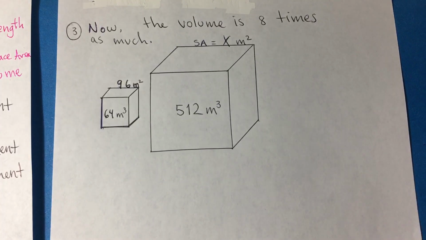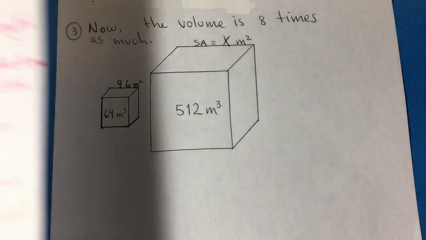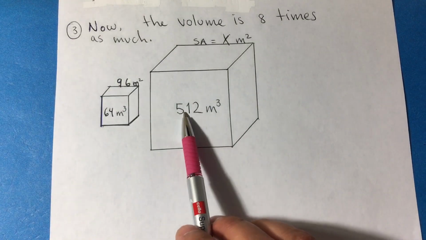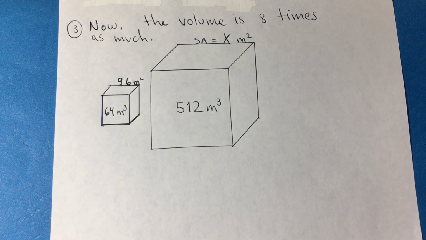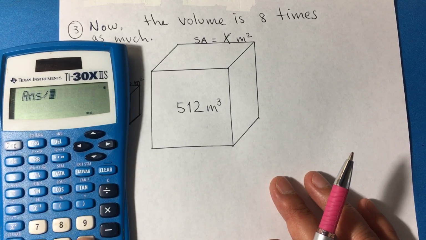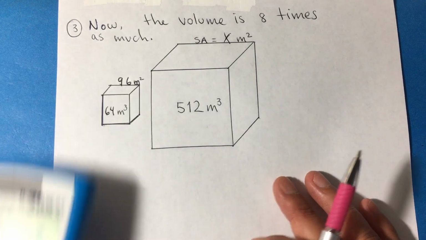Okay, I think we're going to be able to go a little faster now that we understand step number 1: divide the big by the small of what we have. In this case, it's 512 divided by 64. And guess what? 512 divided by 64 is 8.